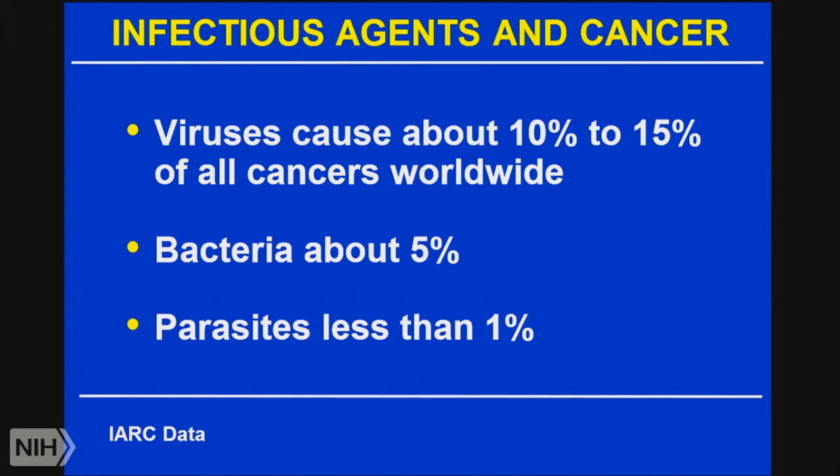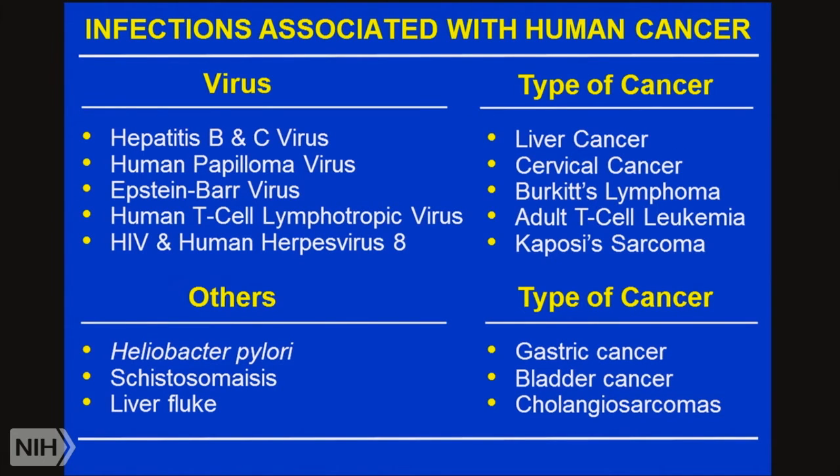HPV causes cervical cancer. So that's clear on the risk. Bacteria actually also cause some cancers, and parasites less than 1%. And here's just an example of the linkage of certain viruses with certain cancer sites where we really know that there is a causative relationship. So how do you get to a causative relationship in a population?